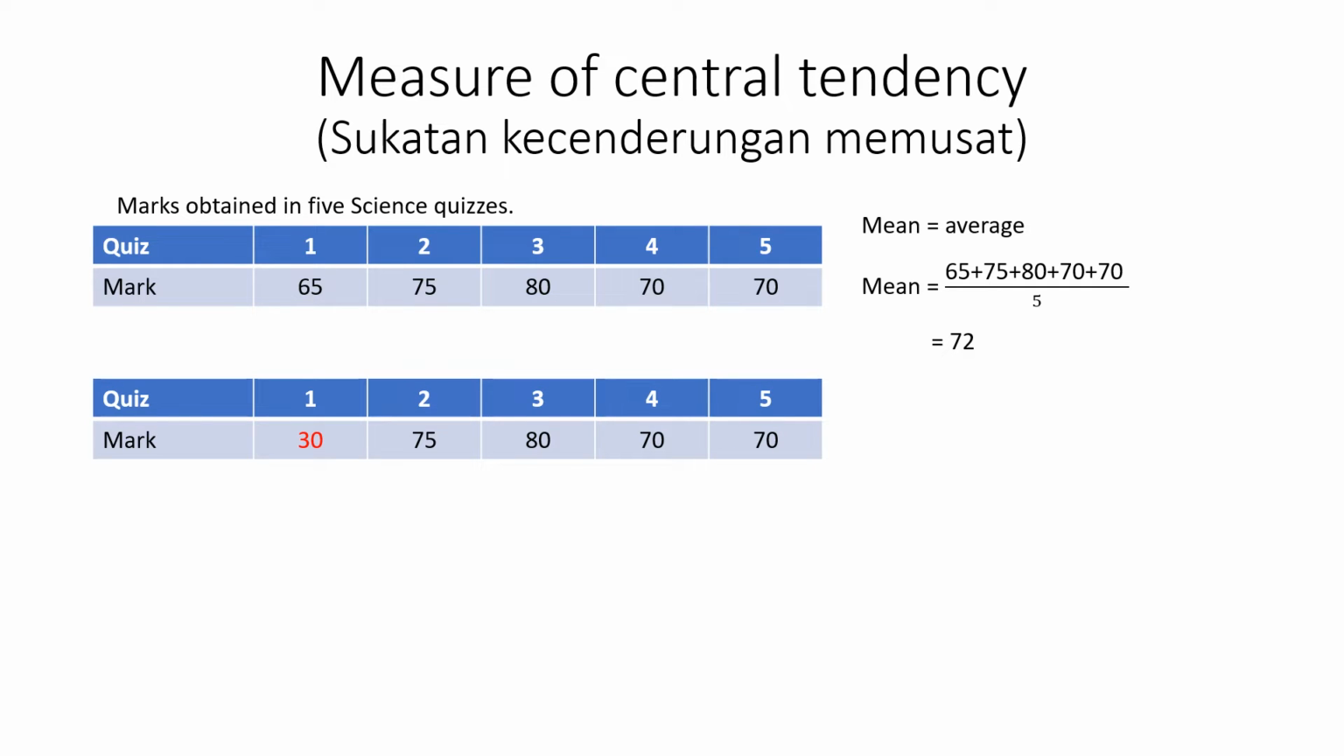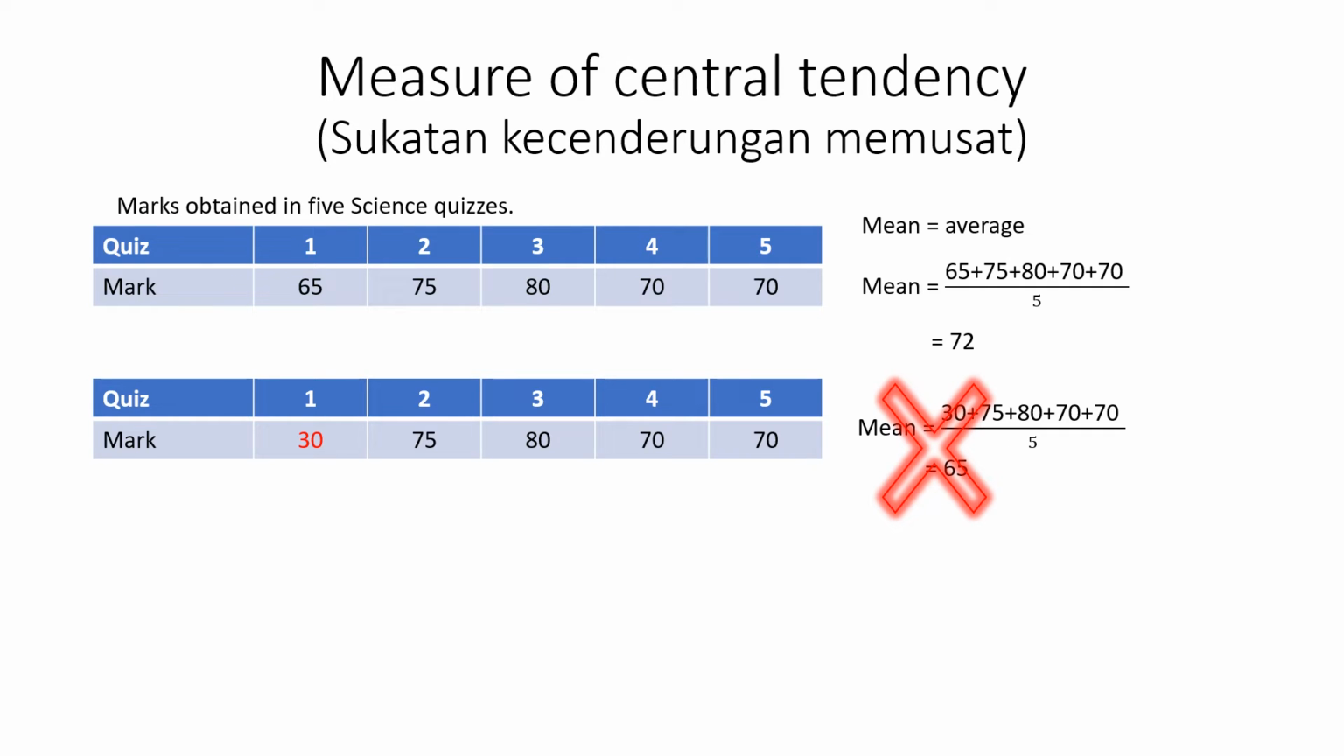If you only score 30 marks on your first quiz, because you're not feeling well on that day, the mean value is lowered down. 65 marks doesn't represent your overall performance in the 5 quizzes. As you can see, all the quizzes score higher than 65 except quiz 1. And this is unfair to you to use the mean to represent your marks just because you're not feeling well during quiz 1.